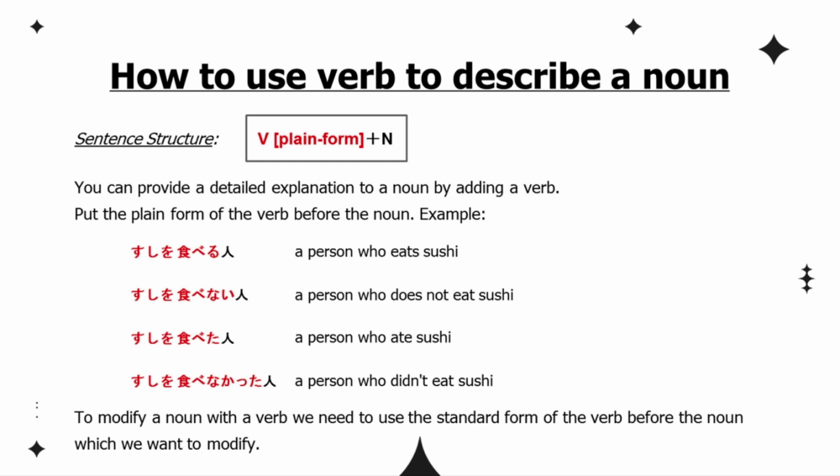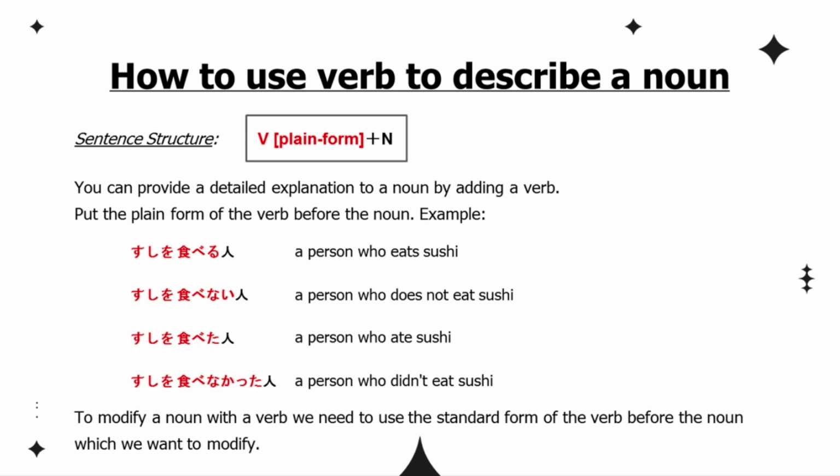Example, sushi o taberu hito, a person who eats sushi. Sushi o tabenai hito, a person who does not eat sushi. Sushi o tabeta hito, a person who ate sushi. Sushi o tabenakatta hito, a person who didn't eat sushi. No matter the kind of thing or kind of person, the verb explains the noun.